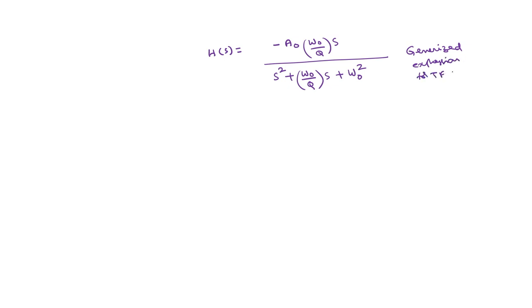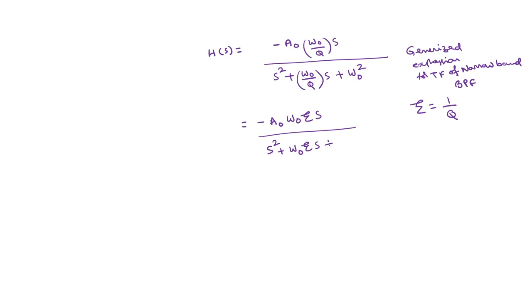transfer function of narrow band pass filter, where the damping factor zeta is 1 by Q. So, if you want to express this in terms of the damping factor, minus A0 omega 0 zeta S divided by S square plus omega 0 zeta S plus omega 0 square. This is about this narrow band pass filter.